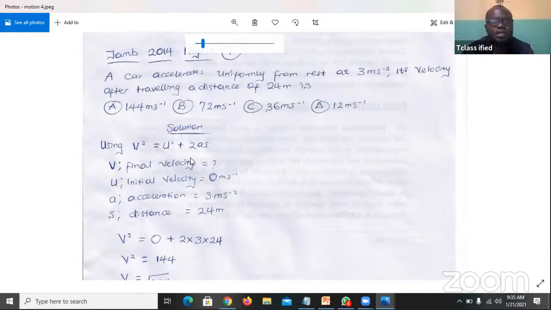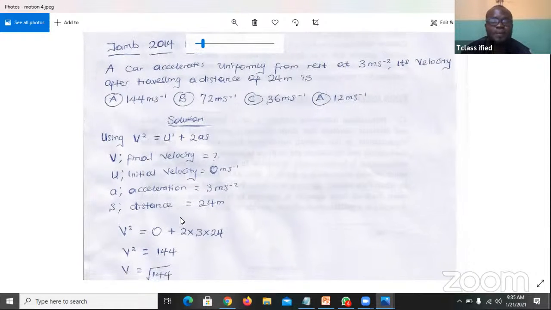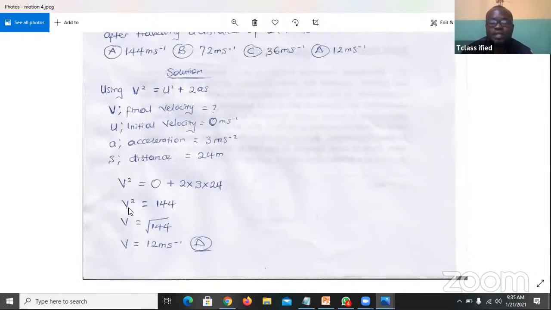So plus 2as, we have it here. a is acceleration, which is 3. s is 24, which is distance. So if we multiply this out, we're going to get 144. So to get v, we take the square root of both sides. So we have root of 144, which is 12 meters per second. So that is the final velocity. Okay.